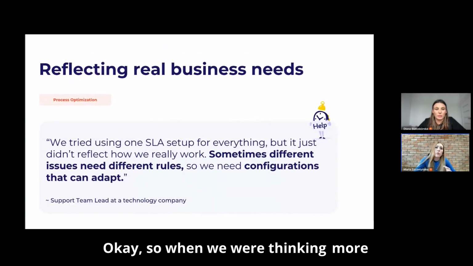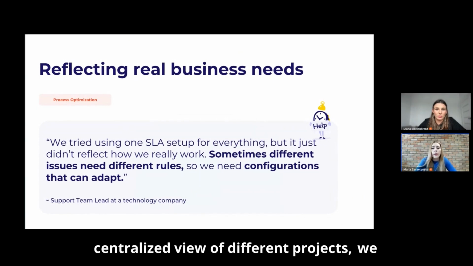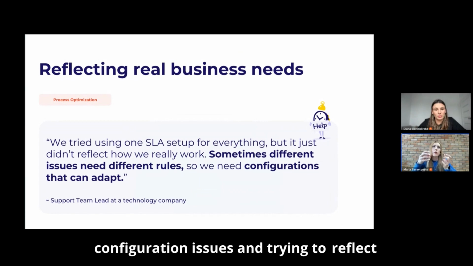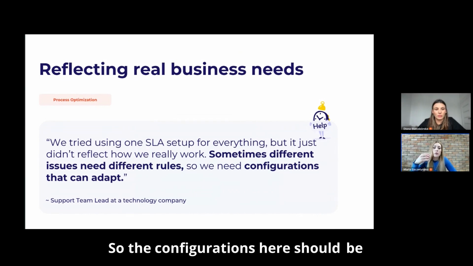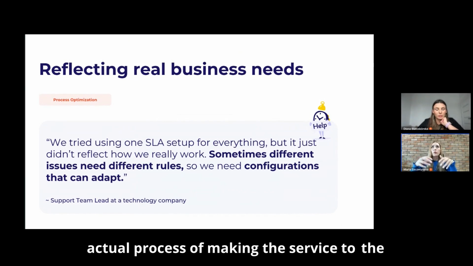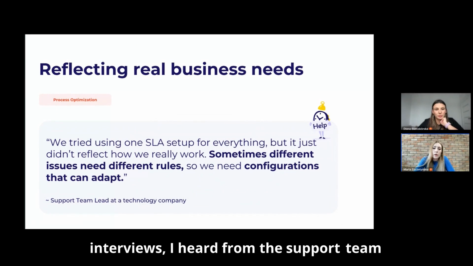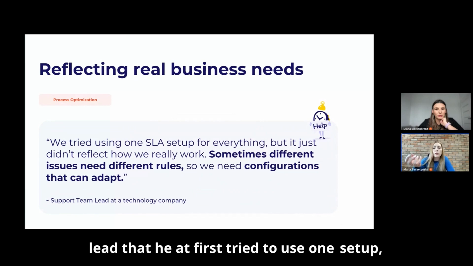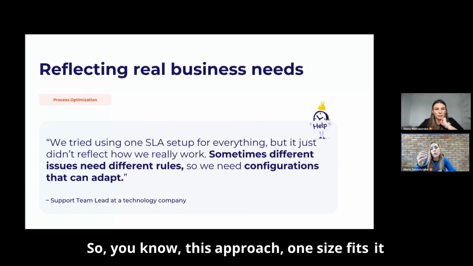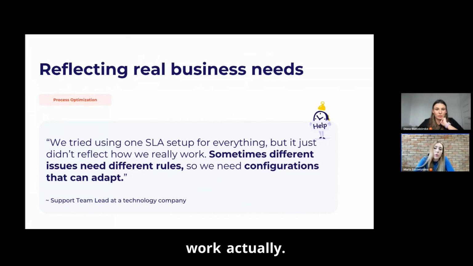Okay, so when we were thinking about the standardization and centralized view of different projects, we can move on and now focus on configuration issues and trying to reflect your real business needs in those configurations. The configurations here should be flexible and should help you reflect your actual process of delivering the service to the client. During one of the interviews, I heard from a support team lead that at first he tried to use one SLA setup for everything, the one-size-fits-all approach. But after a while, or I think very quickly, he understood that it didn't really match their work.